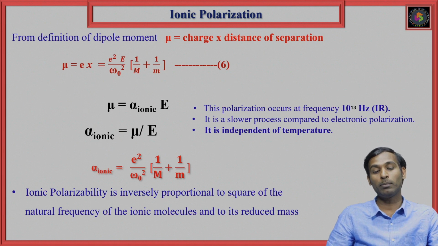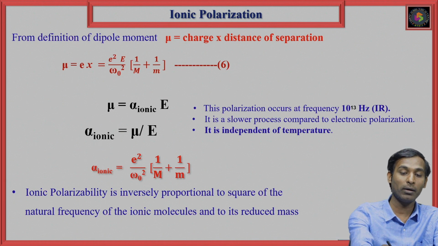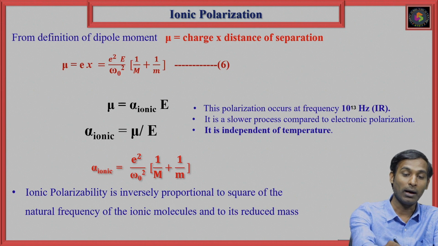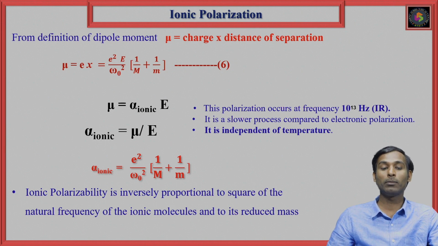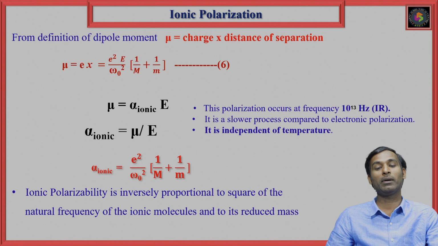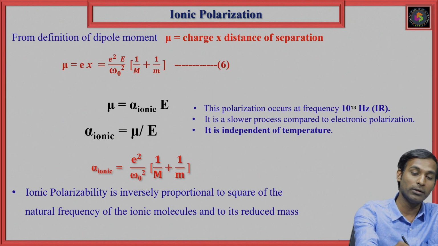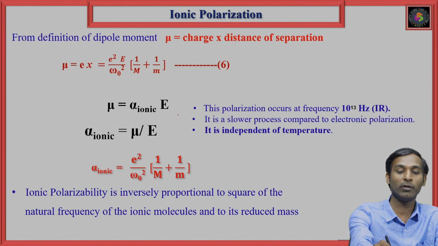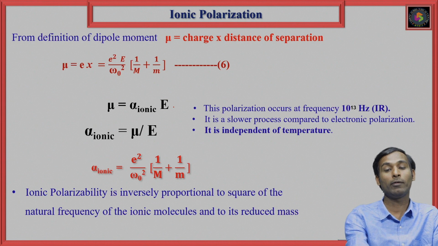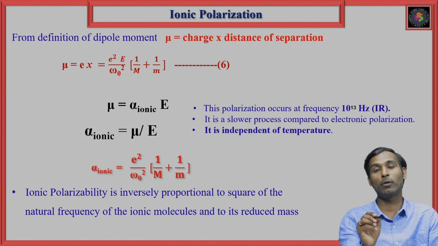According to our concept, the induced dipole moment can be written as alpha into capital E. Alpha is said to be the polarizability. The polarizability can be defined as the induced dipole moment per unit electric field. So here, as the induced dipole moment increases, the strength of the external electric field also increases. So we have to find the ionic polarizability, right?